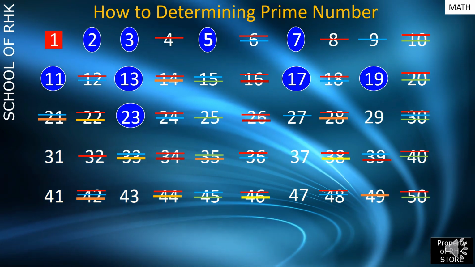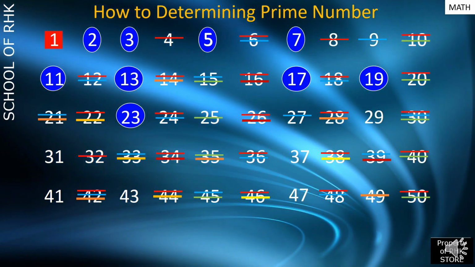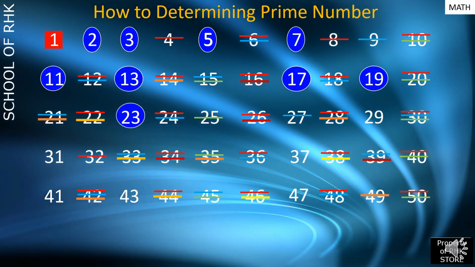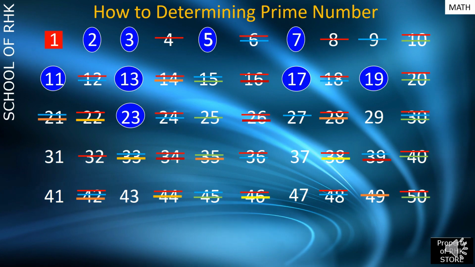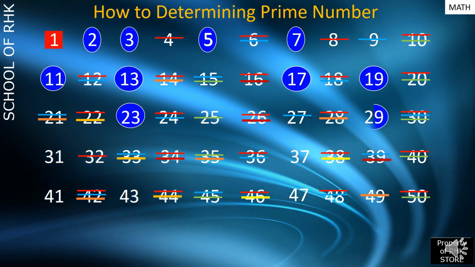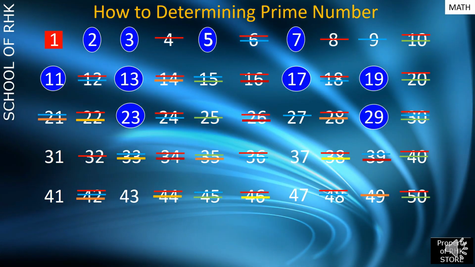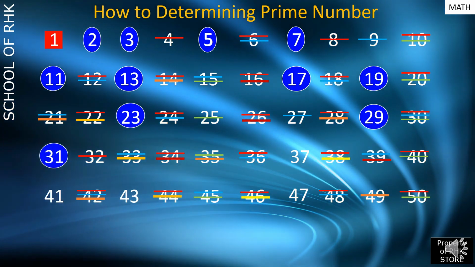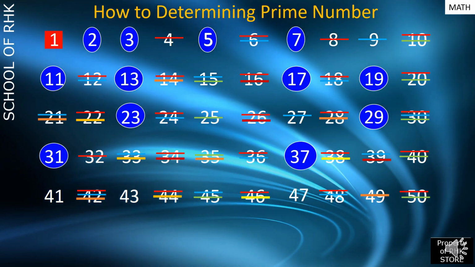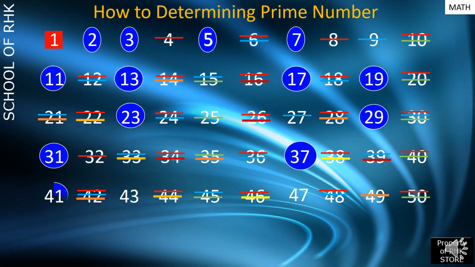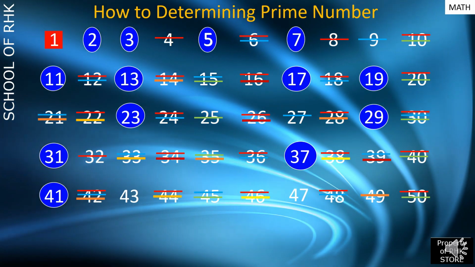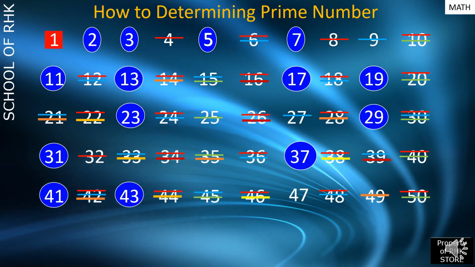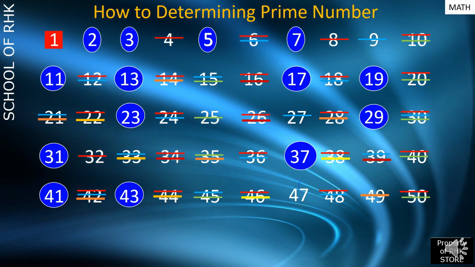Now the remaining prime numbers from 1 to 50 are clearly visible, which are 29, 31, 37, 41, 43, and 47.